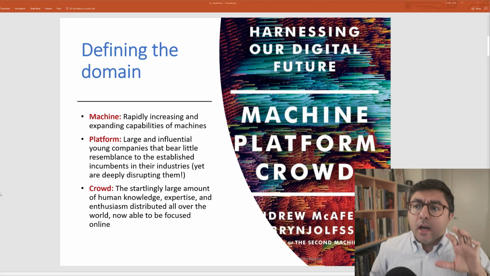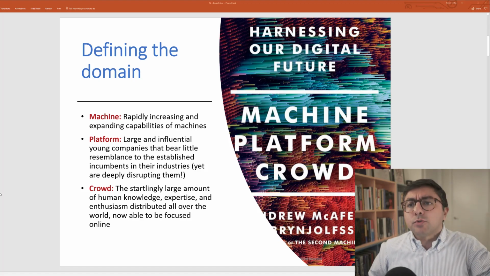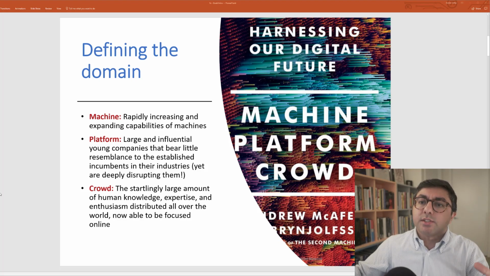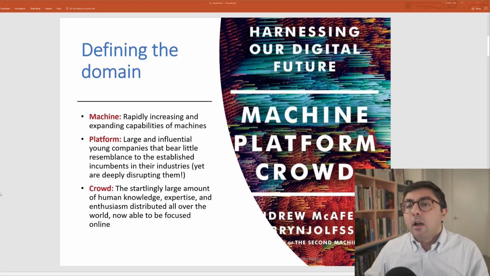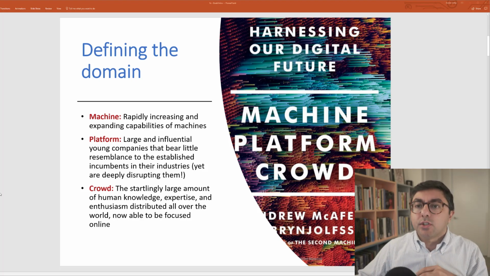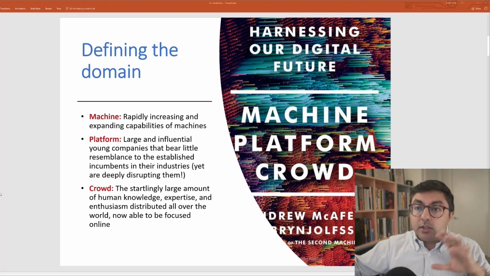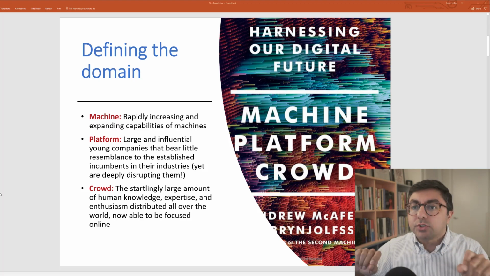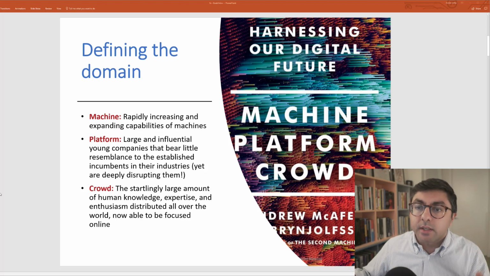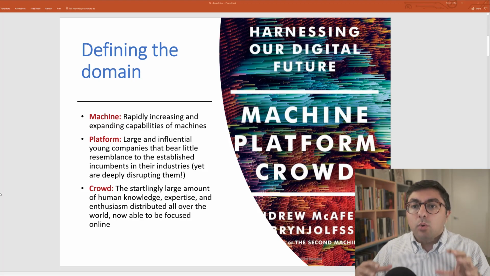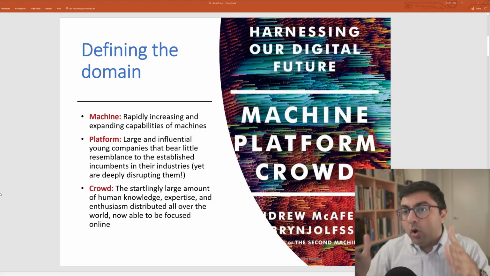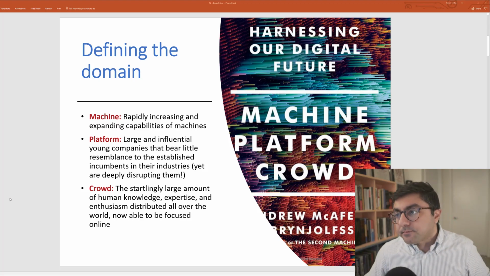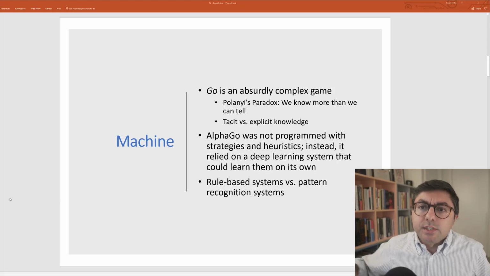Then finally, crowd. And the crowd is all of the resources that exist in a distributed sense all across the world. So you have people and resources and knowledge and expertise that are all distributed, right? Each person has a little bit of knowledge and a little bit of resources, a little bit of money, and part of what we're able to do in these businesses and in these organizations is harness the power of all of these distributed resources and channel them toward one organizational goal. Let's go into these things in a little bit more detail.